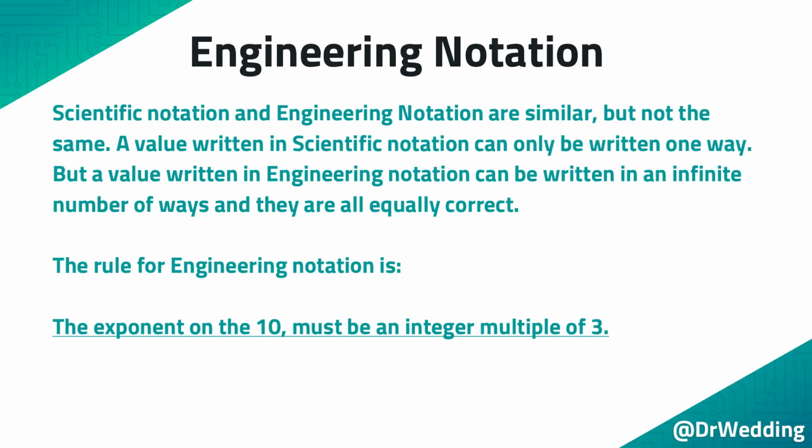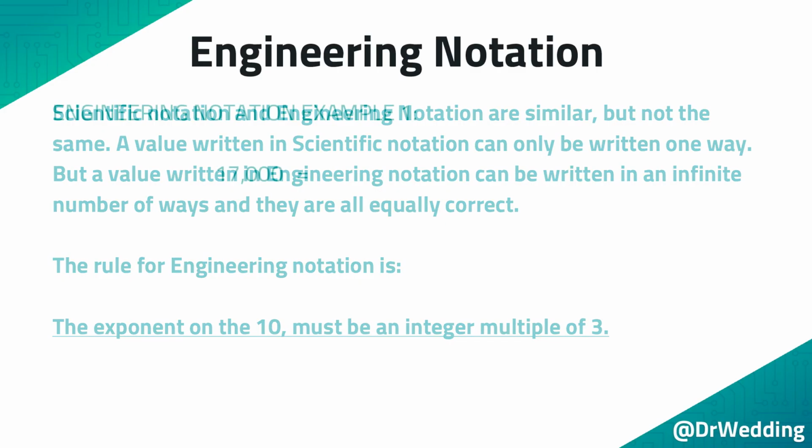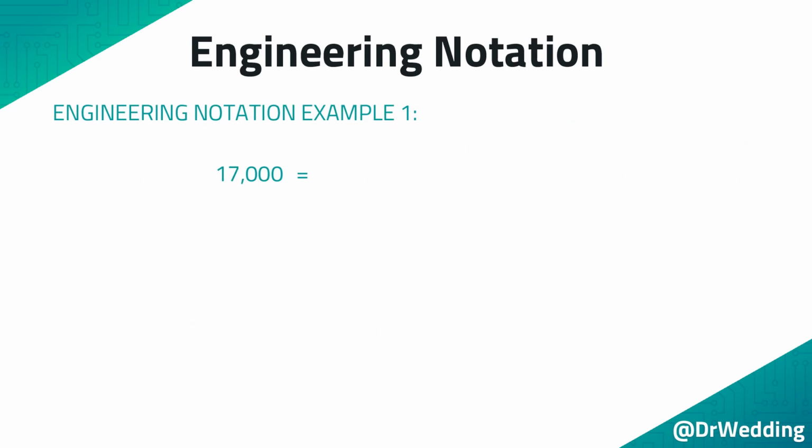That is just a fancy way to say it will be a positive or negative 3, or 6, or 9, or 12, and so on. In engineering notation, the number of digits in front of the decimal point no longer matters. The only value that matters is the exponent on the 10. Let's look at an example.